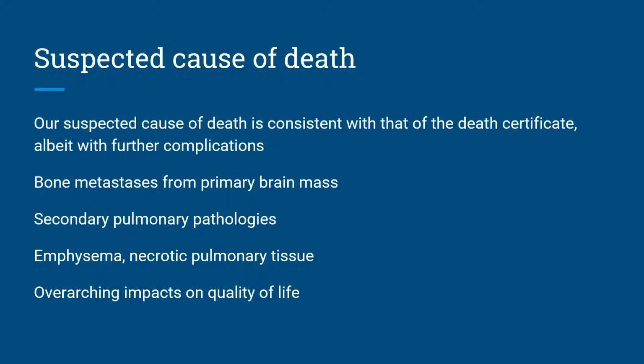So our suspected cause of death was pretty consistent with the death certificate, albeit maybe with some further complications. We suspected it was likely primarily due to progression of his primary brain cancer and further metastases, but also his pulmonary functioning and pathologies likely contributed to some disease progression, as well as any cardiac functioning issues that may have been present, given the findings during our dissection and the presence of a stent. So we think that it was maybe an overarching impact on his quality of life due to a combination of multiple pathologies.